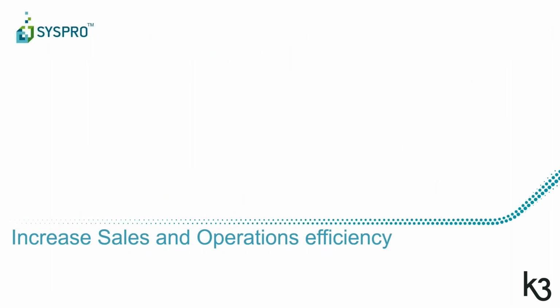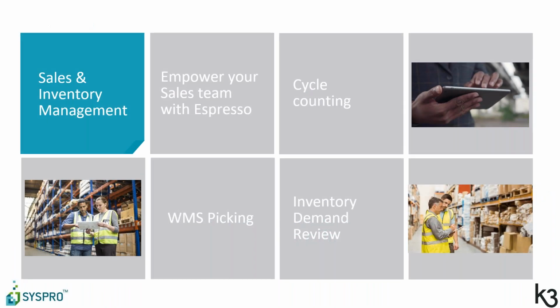The next set of changes I want to talk to you about are sales and operation efficiency related. So within that, we've introduced functionality that will help your sales and inventory management. We've got functionality within Espresso to empower your sales team, things that we have to improve your inventory management with the introduction of cycle counting. We still haven't taken away the stock take counting that you have currently available. We've improved it. Picking from a warehouse management perspective, as well as just a quick tip that I want to showcase on the inventory demand review.